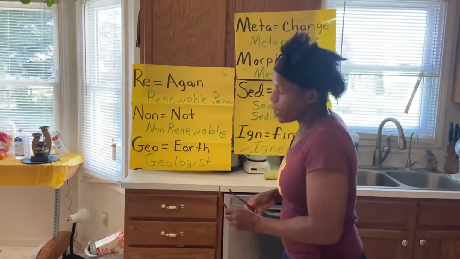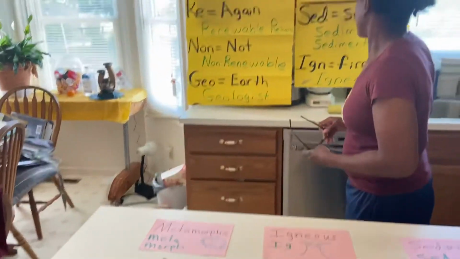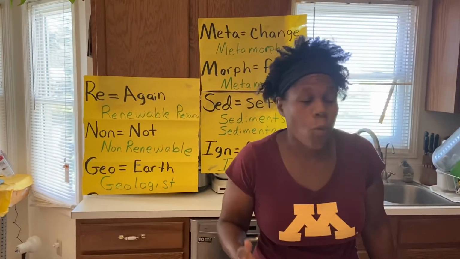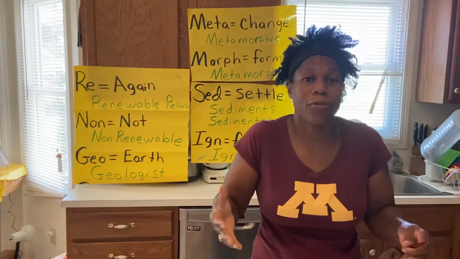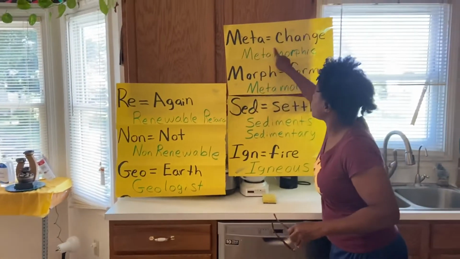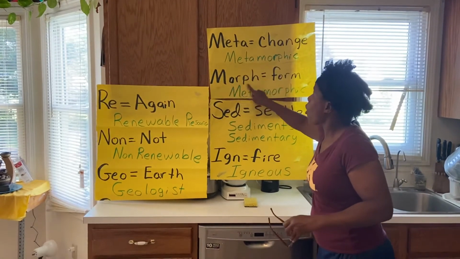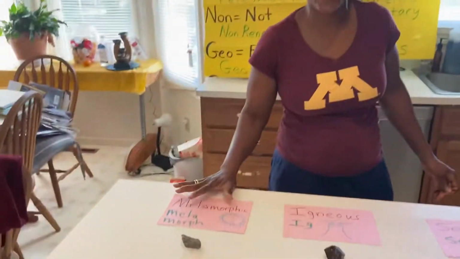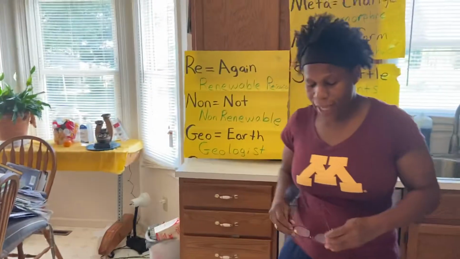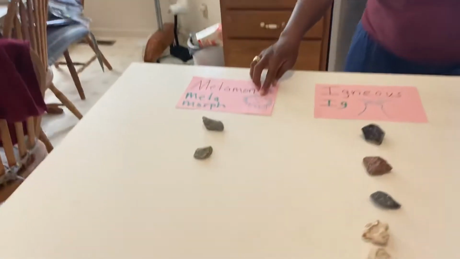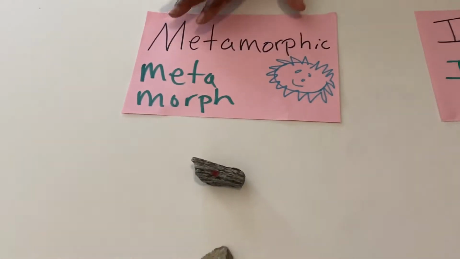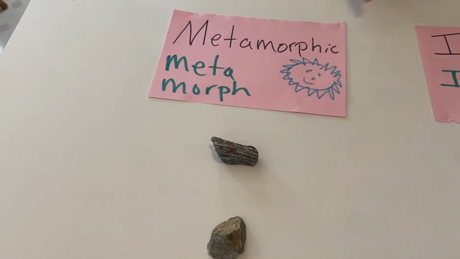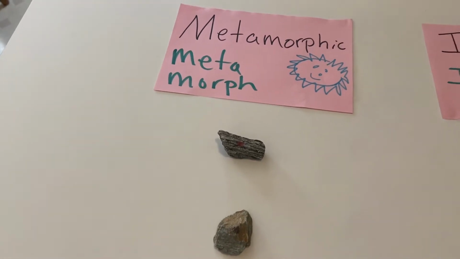So here we have the word meta for metamorphic. Meta means change. You've heard of that word before, metamorphosis, when a caterpillar turns into a butterfly. The same thing. Meta means change. Morph means form. So that means that this rock is going to change into a new form. Why is the sun here? Because a metamorphic rock changes into the rock that it is based on high heat and pressure. That sun is supposed to represent the high heat.